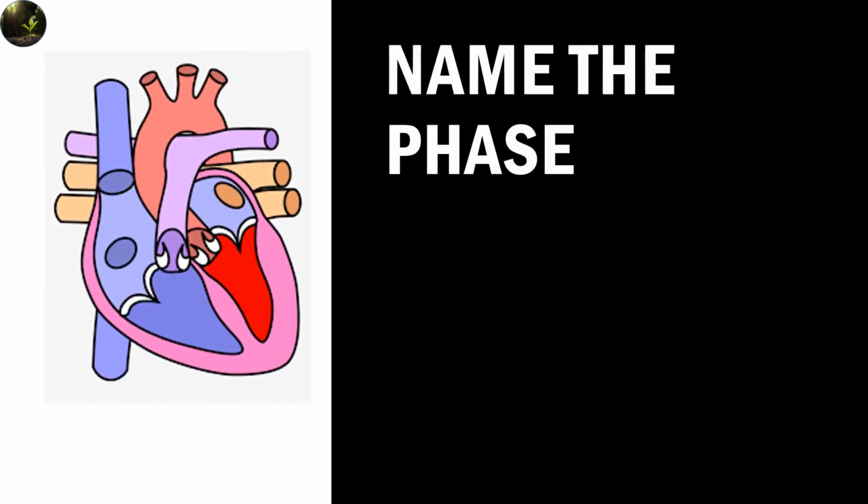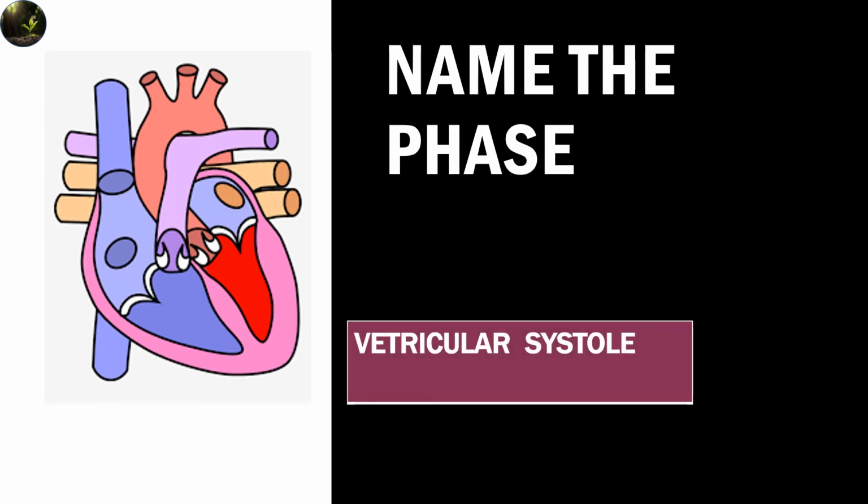The next question, name the phase. Which phase is this in this diagram? How to find out that? You have to check the tricuspid and bicuspid valves. These bicuspid and tricuspid valves are closed here. Then which phase is that? This is ventricular systole.